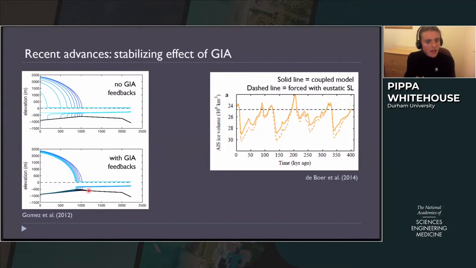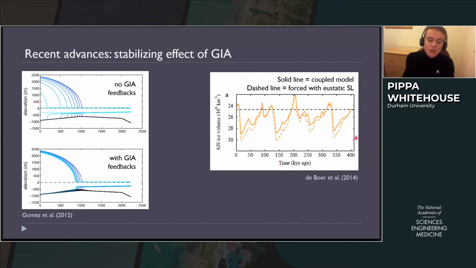Thinking about longer timescale processes, shortly after this process was identified, Bas de Boer ran this simulation through multiple glacial cycles, including these feedbacks. So that's the coupled model that we're talking about here. And it's interesting that these discrepancies between the coupled model, the solid line, and the standard model, the dashed line, actually occurred during glacial maxima.